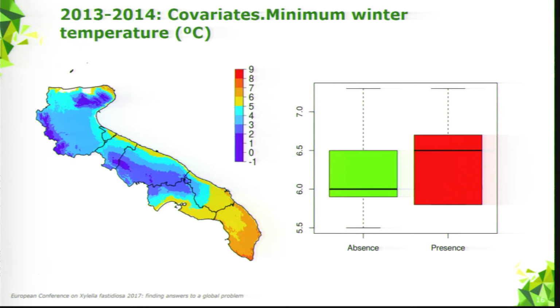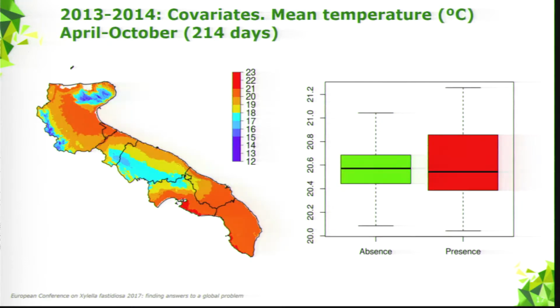And although the box plots are not so much different, we can see that when we look at the median value of the box plot, it seems to be a bit higher in the affected grid cells compared to the absence. And we'll see later that this has an influence in the model.